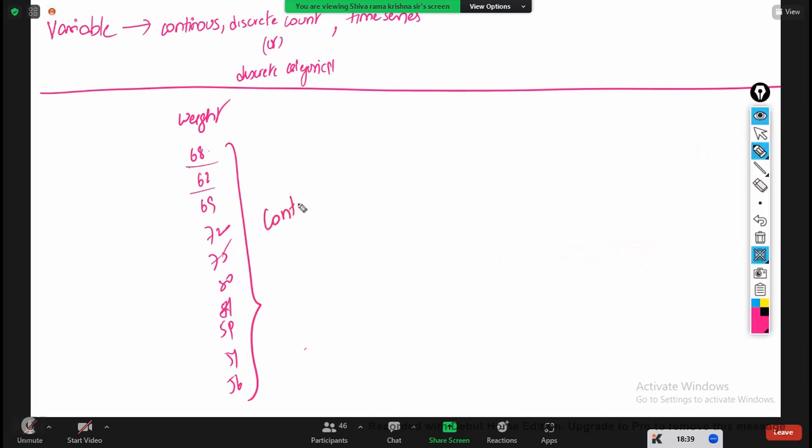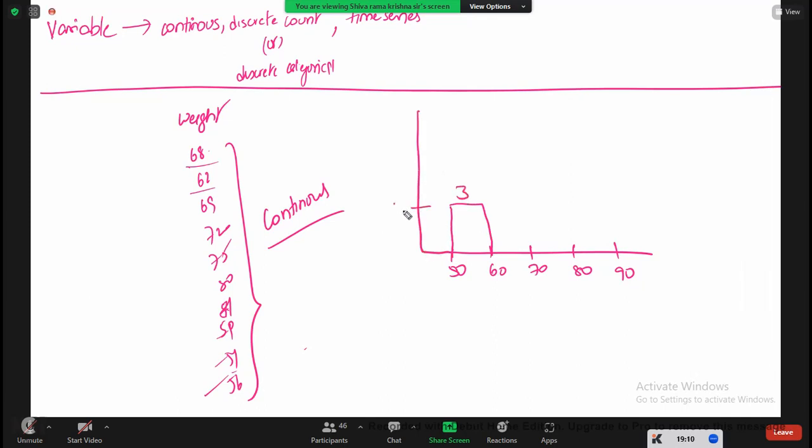Now, sir, instead of discrete count, if I take the same data as continuous data, what happens? From where does it start? Take the starting value 50. 50 to 60, 60 to 70, 70 to 80, 80 to 90. Now, from 50 to 60, how many records are there? 1, 2, 3. 3 records are there. Draw a bar up to a height of 3. This height is 3.